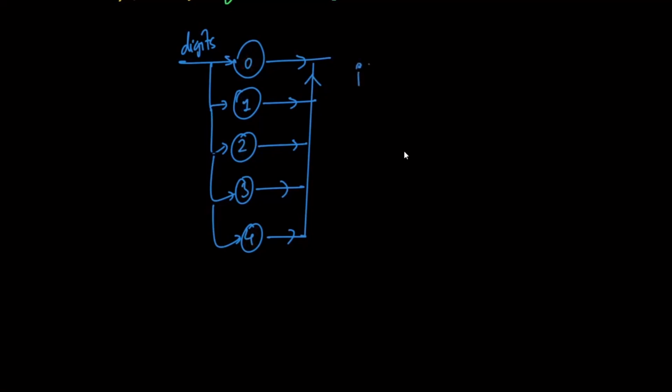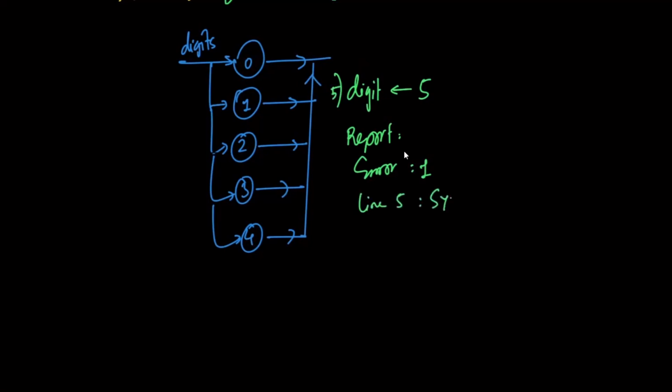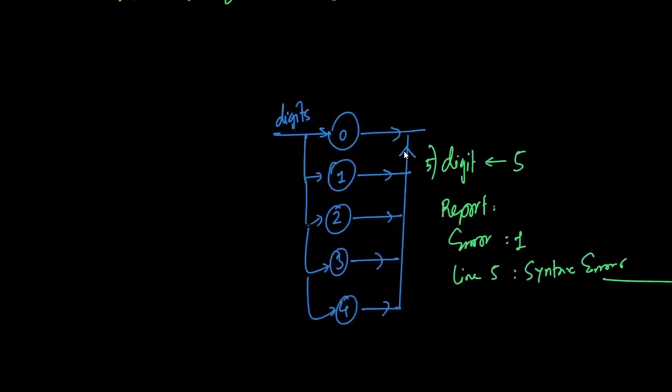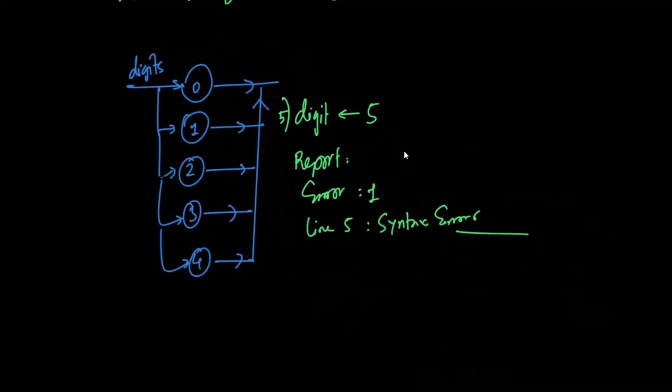So if the programming language defines a digit equal to 5, in the error report we will get an error. Let's say this is line number 5 of the program. It's just going to say line 5, syntax error. So this is what the syntax diagram helps us represent.